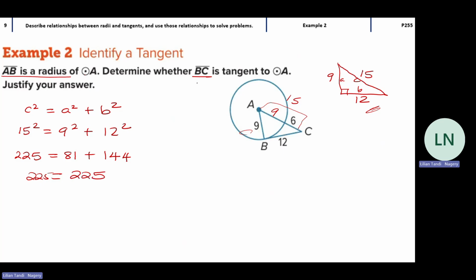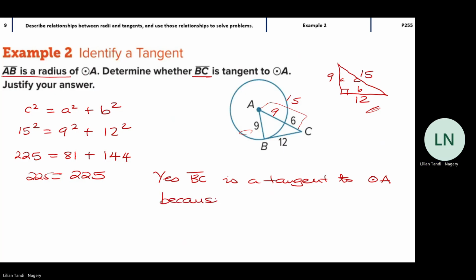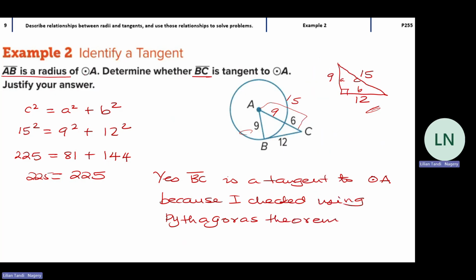Now determine whether BC is a tangent to A. You say yes. BC is a tangent to circle A because I checked using Pythagoras theorem, and C squared is equal to A squared plus B squared.